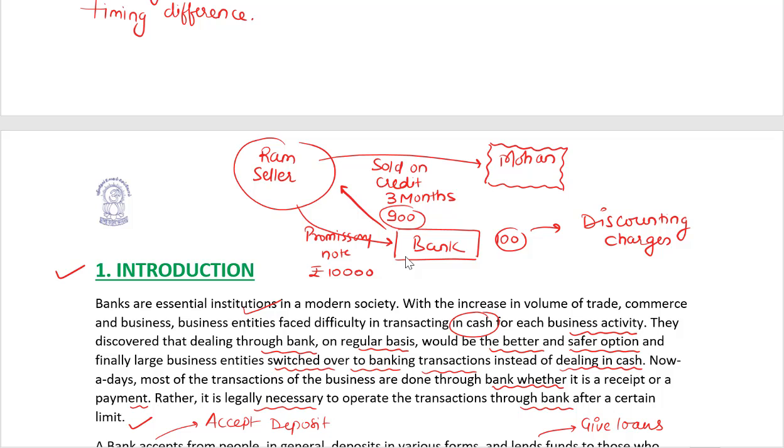Because Ram wanted money urgently, in that case the bank had given him the money, but the bank had also taken a charge at the rate of 10%. So 10%, that is 1000, and the bank had given 9000 to Ram, who is a seller. I believe you understood the whole transaction between Ram, Mohan and the bank. Let us continue now.